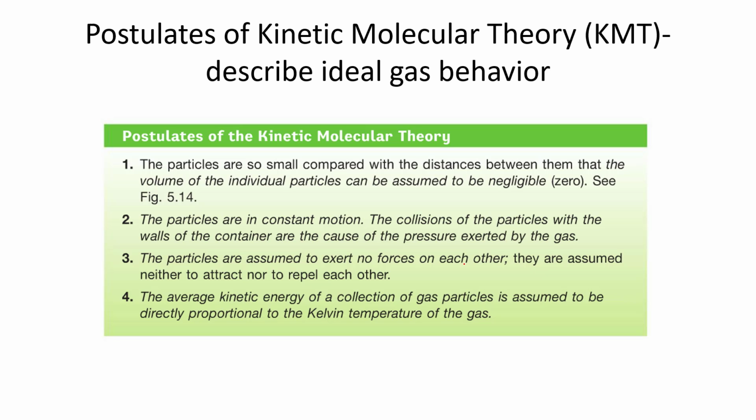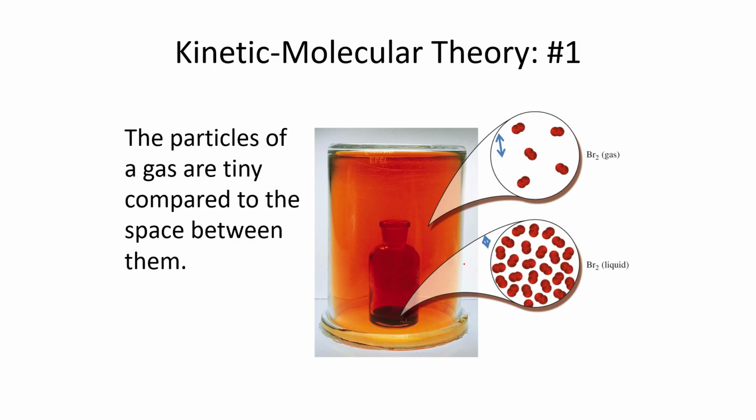So here are the postulates that our textbook has of the kinetic molecular theory. Particles are so small, they're in constant motion, no forces on each other, and then this average kinetic energy is assumed to be proportional to the temperature of the gas in Kelvin. What do these mean? Let's talk about each one specifically.